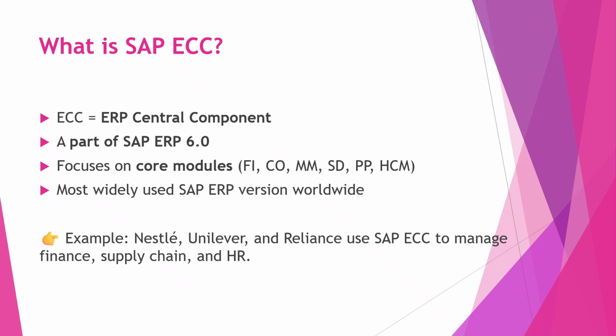What is SAP ECC? Now, what about ECC? ECC stands for ERP Central Component. It is actually the core part of SAP ERP. Think of ECC as the engine that powers the system. It contains the most important modules like finance, controlling, material management, sales and distribution, production planning, and human capital management. Companies like Nestle or Unilever use SAP ECC to run their finance, supply chain and HR operations.